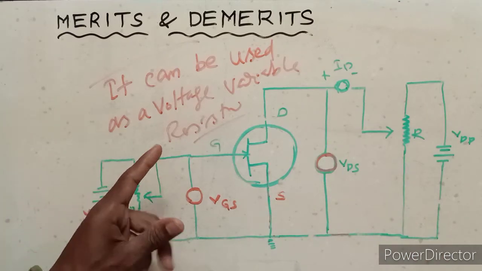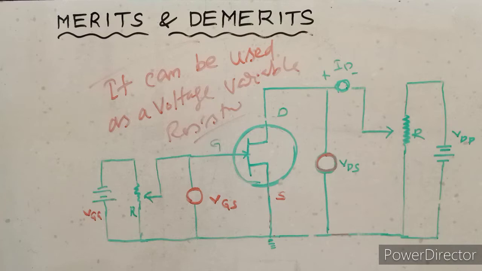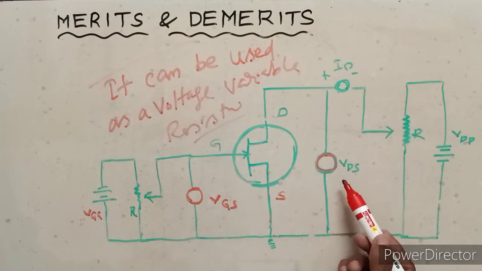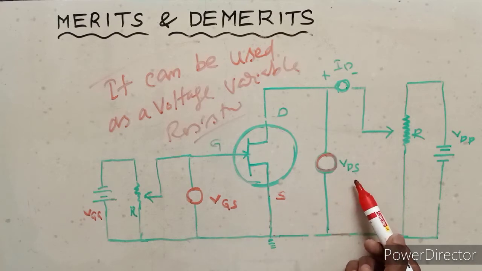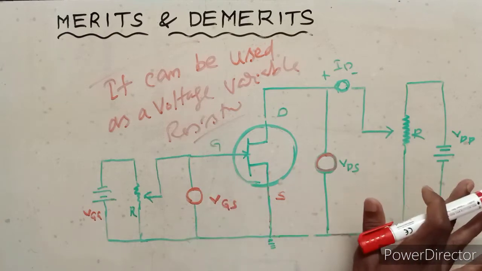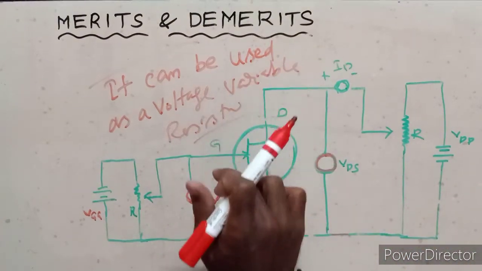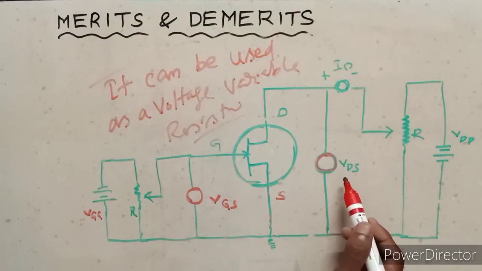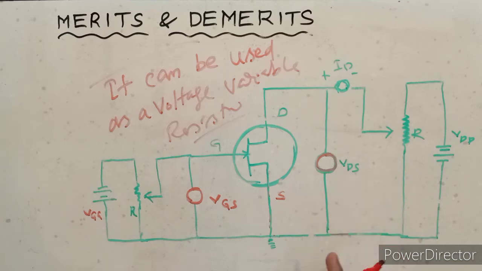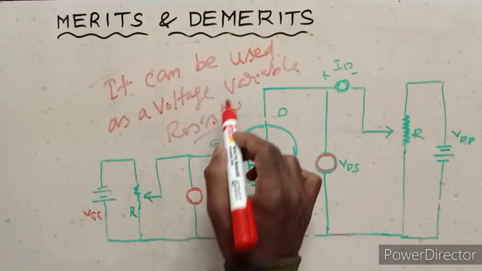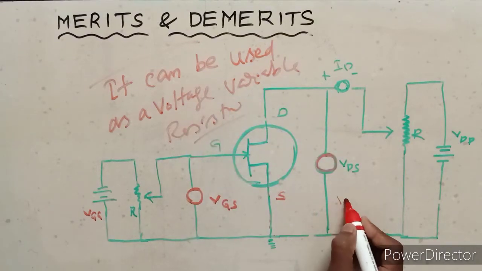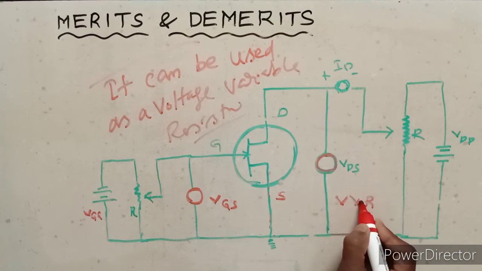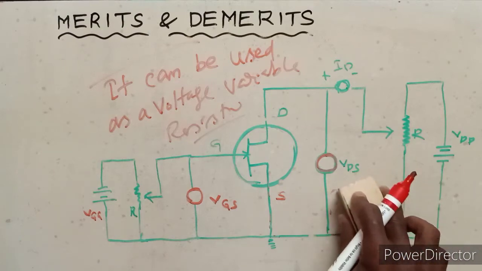It can be used as a voltage variable resistor because when the input voltage VGS is 0, the voltage VDS is very small. So in the condition of VGS equal to 0 and VDS very small, it is used as a voltage variable resistor, that means VVR.